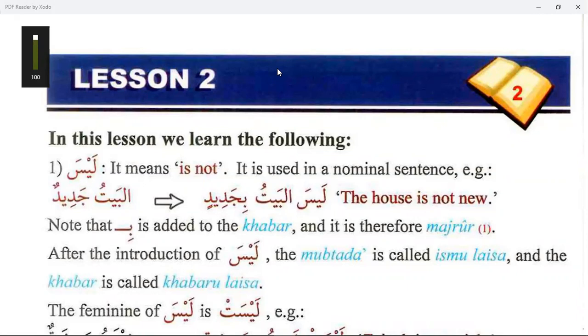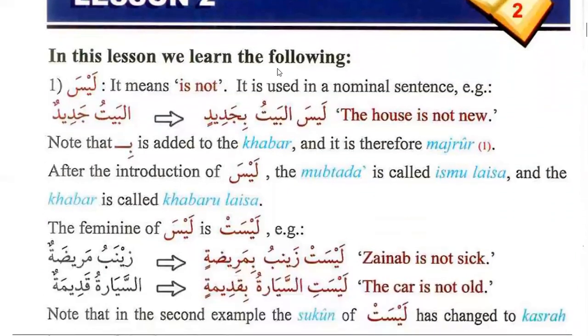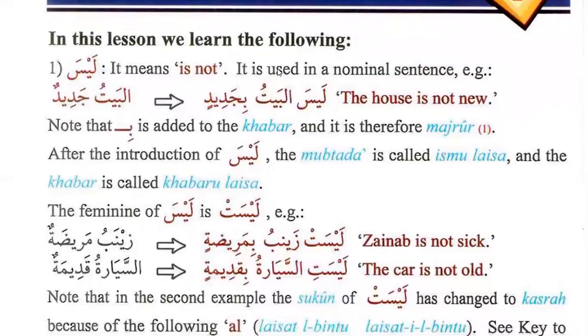In this lesson, we learn the following. Laysa, it means is not. It is used in a nominal sentence. For example, Al baytu jadidun. Laysa al baytu bi jadidin. The house is not new. Note that bi is added to the khabar and it is therefore majroor. After the introduction of Laysa, the muqtada is called ismu Laysa, and the khabar is called khabaru Laysa.